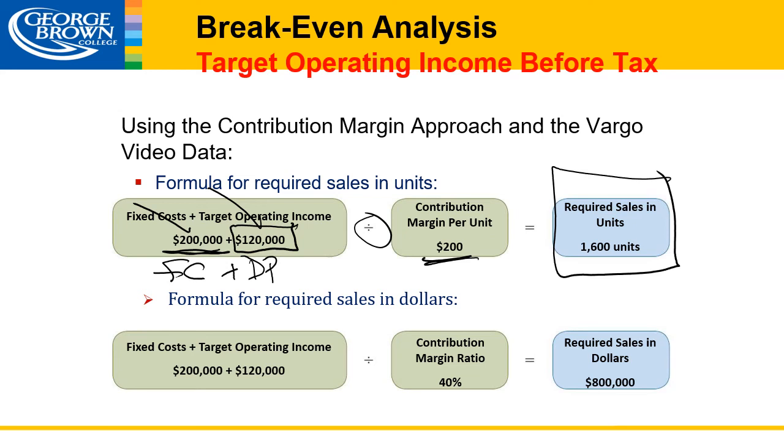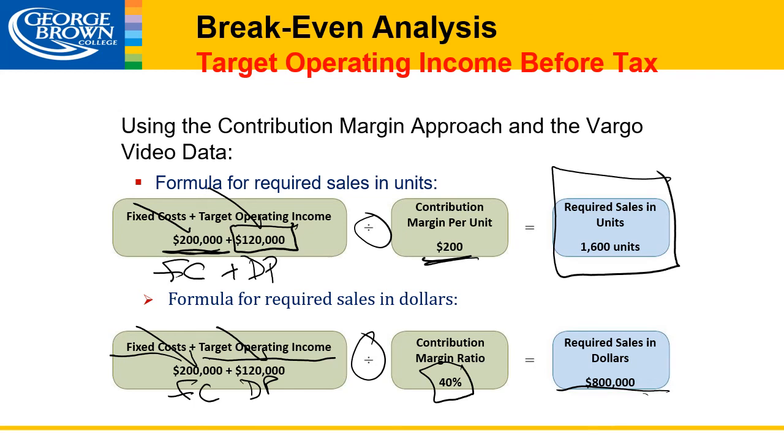Okay, we do the exact same thing if we want to know how much sales we need to generate as a dollar value. So again, we're taking our fixed costs, adding the desired operating income, and then dividing it by the contribution rate or ratio. And if we do the math quickly, you're adding the fixed cost to the target operating income, you do the quick division and you get $800,000 in sales. So what that means is if you sell 1,600 units or $800,000 worth of sales, you're covering your fixed cost of $200,000 and you are generating a target operating income of $120,000.